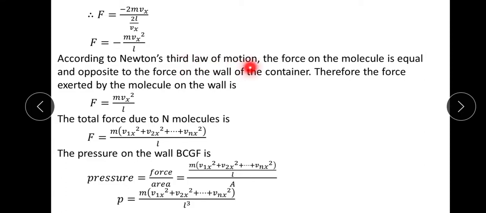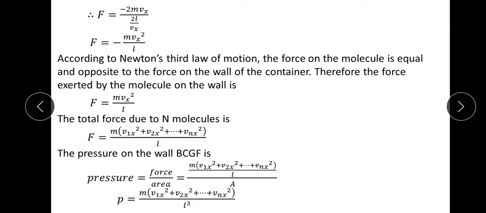Now, according to Newton's third law, the force on the molecule is equal and opposite to the force on the wall of the container. Therefore, the force exerted by the molecule on the wall of the container is written as F is equal to mvx square divided by L. It is just opposite to this force. But we have written this equation of force for a single molecule.